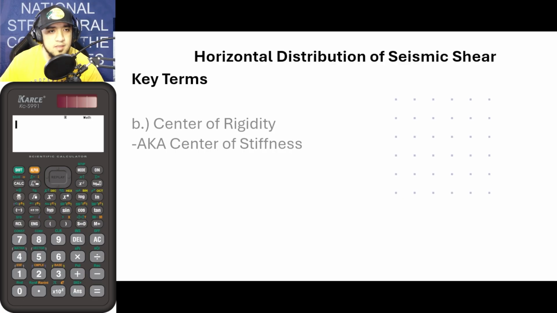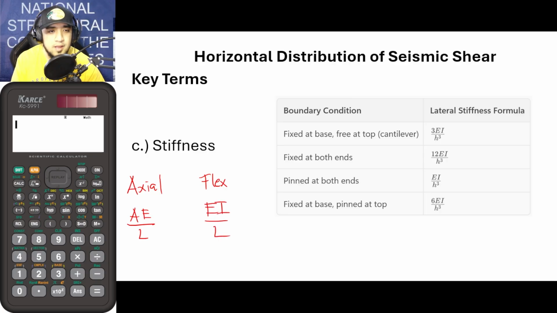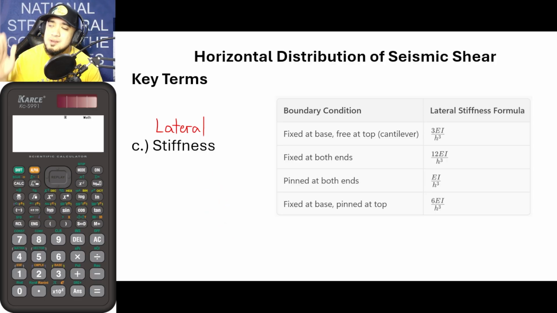So when you say stiffness, I think you are already familiar with this term from your previous subjects. I think you have already heard of the axial stiffness. So when you say axial stiffness, this is basically AE over L. And when we say flexural stiffness, you also have the formula EI over L, and so on. But in our context for this video, we are to be discussing the lateral stiffness. Okay, so when you say lateral stiffness, this is the numerical representation of how hard it is to displace a particular floor in the lateral direction.